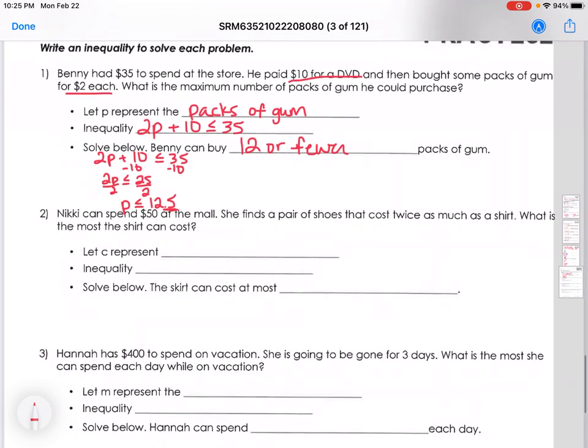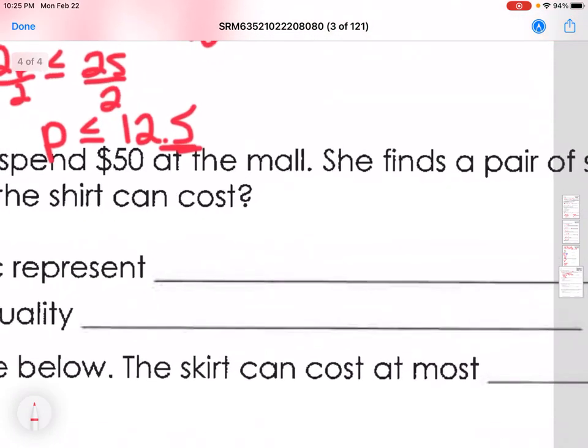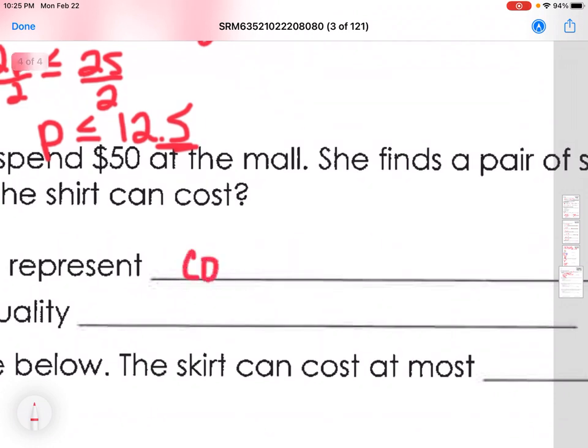Number 2, Nikki can spend $50 at the mall. She finds a pair of shoes that cost twice as much as a shirt. So what is the most that the shirt can cost? So my shoes cost twice as much as my shirt. I don't know how much my shirt costs, so I know that would be my variable. So C represents the cost of a shirt.